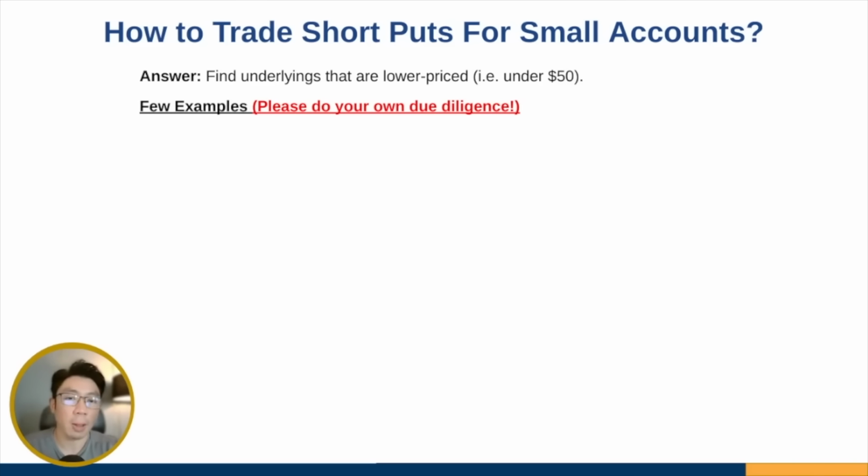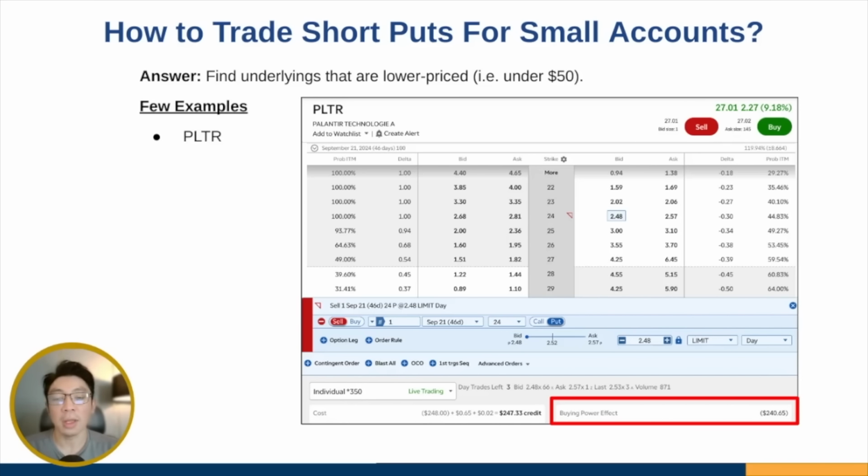So let's assume you have maybe a $5,000 account. The very first example would be Palantir. As you can see, Palantir, as of this recording, is around $27. So it's not very expensive. And if you were to just put on the put option down here, as you can see, I've selected the 24 strike, which is roughly around 30 deltas. You can see that the buying power is only $240, which is not too bad. So if you have a $5,000 account, you can definitely put on this trade. Or maybe if you even have a smaller account size like $3,000, you can definitely still put on this trade because you can see that the buying power is not that much.